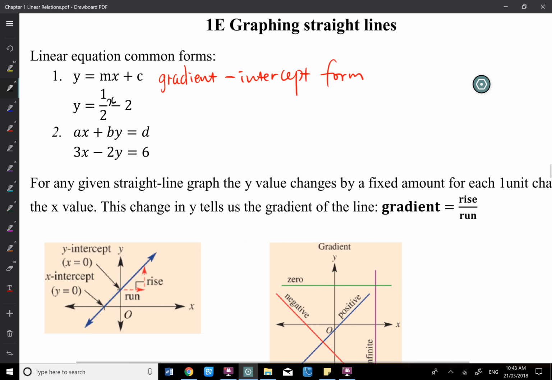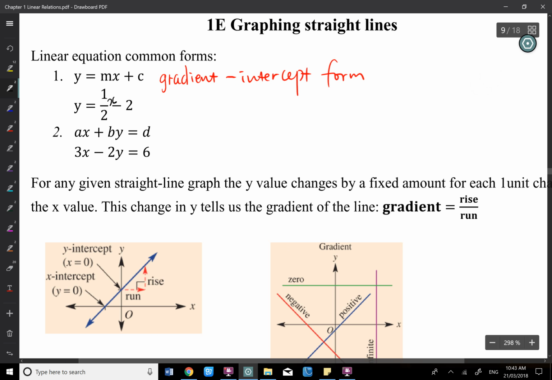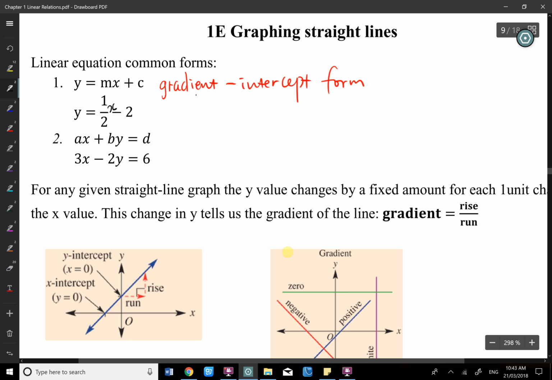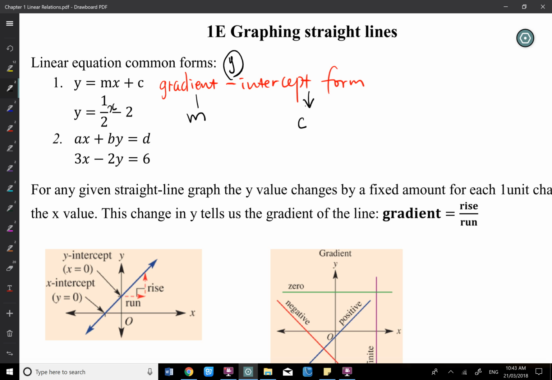So what is the m? M is the gradient. M gives you the gradient. I'll talk about what gradient is later. And the intercept is given by c, which is the y-intercept. Okay, it's not the x-intercept. It gives you the y-intercept. Because when you sub x equals 0, you have y equals c. So the y-intercept is the c value. I'll talk more about it.